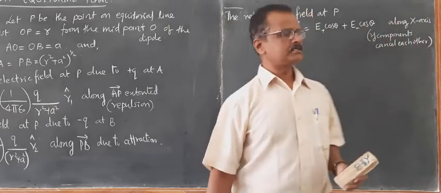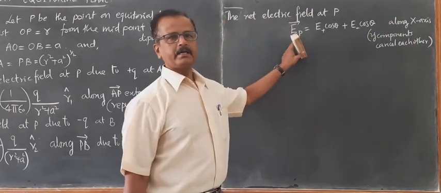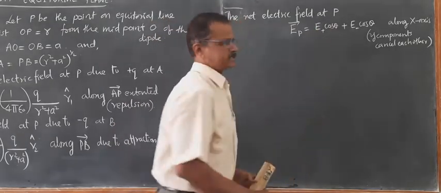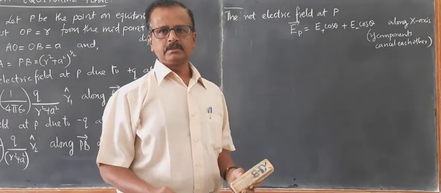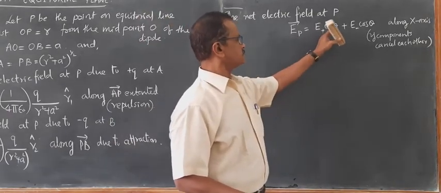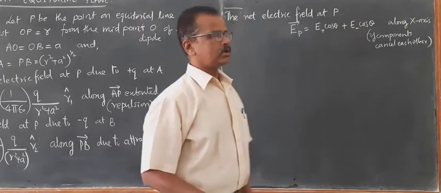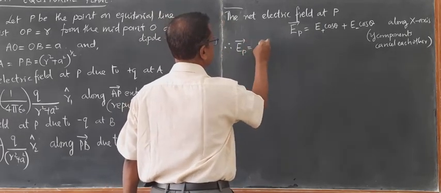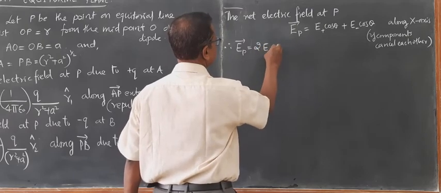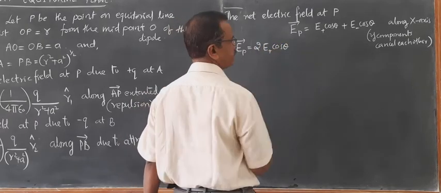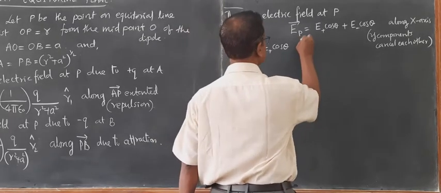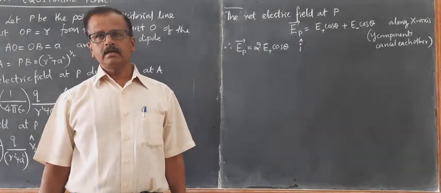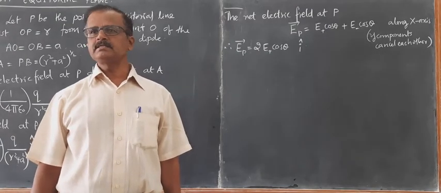Y components cancel each other. Therefore, we are left with the net electric field acting only along the x-axis. But we know that E plus and E minus are of the same magnitude. Therefore, I can take this total result as 2E cos theta. Therefore, the EP vector is equal to 2E plus cos theta along the x-axis. Along the x-axis, I can mention it as I cap. There is no harm in writing the direction along positive x-axis as I cap.